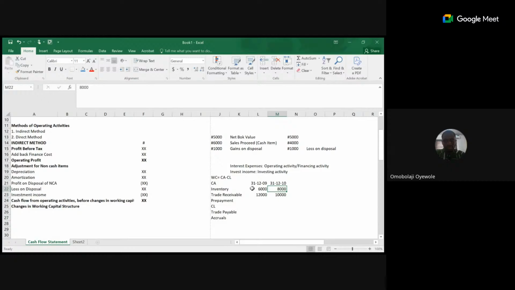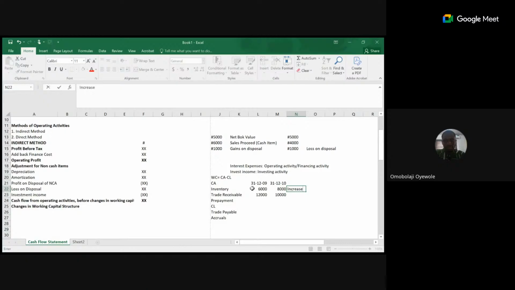Remember, your inventory is more like the frozen stock you have left at the end of the period. So I have bought more goods, and my inventory has increased. I have 6,000 as at 31st of December 2009, and 8,000 as at 31st of December 2010. So the effect is that my inventory has increased.